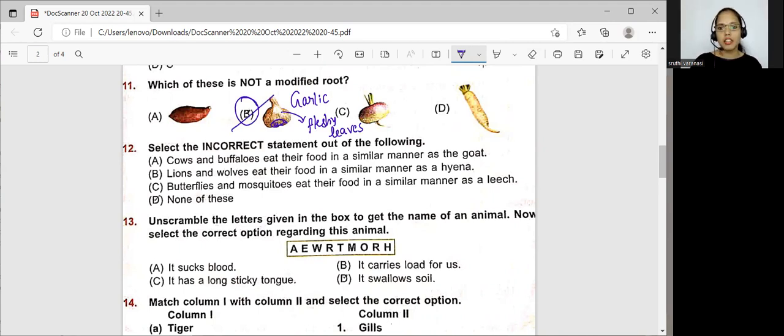Now let's talk about the 12th question. Select the incorrect statement out of the following. Cows and buffaloes eat their food in a similar manner as that of a goat.